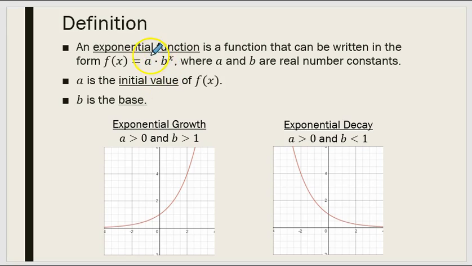Now, one comment about this is sometimes you may not see a number being multiplied out front, and that just means that a is 1. Because if you have 1 times something, then you don't need to write that part. So if you don't see a separate number being multiplied by a number to a power, then a is 1.